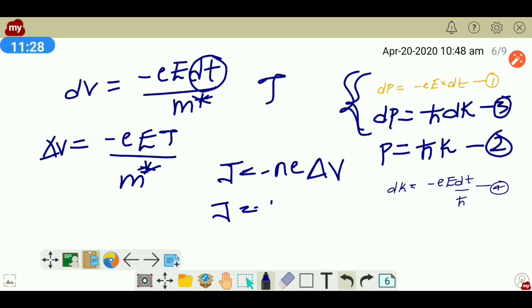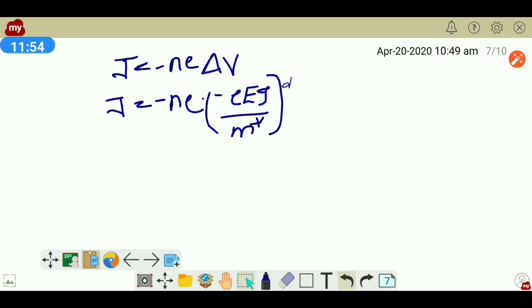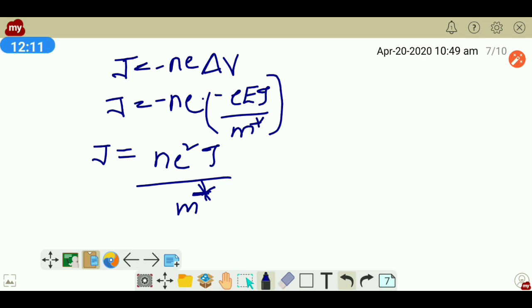So J can be written as minus N e, and delta V is minus e into capital E into tau divided by m star. Let us simplify it. J equals minus into minus, which becomes plus, N e square tau by m star into E. Now we have found the relation between the current density and the increment velocity, and the expression in terms of the electron charge, electron concentration, the relaxation time and the effective mass of the electron.